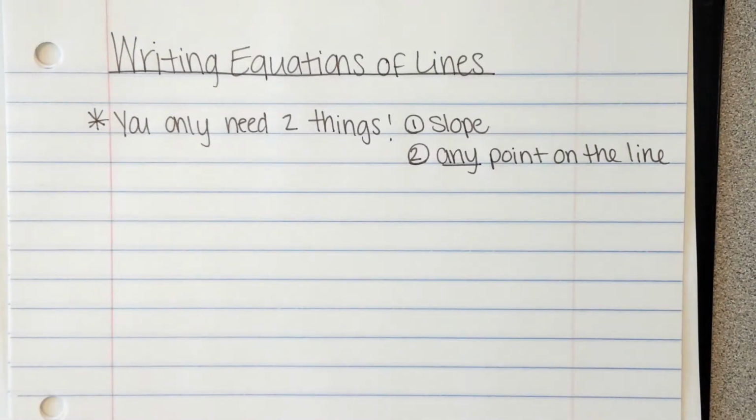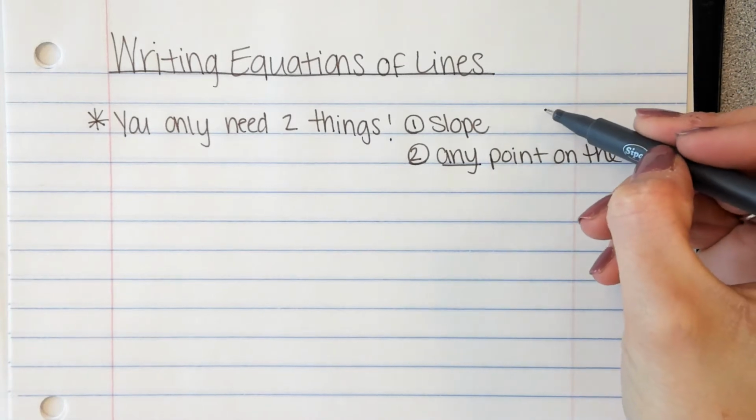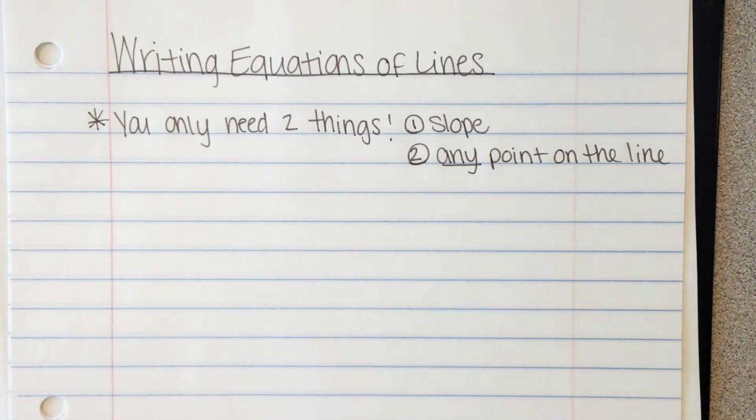So when we're writing equations of lines, we only need two things. You need the slope and any point on the line. It doesn't matter if it's the y-intercept or the x-intercept or just any other point. We can use it and the slope to make an equation.